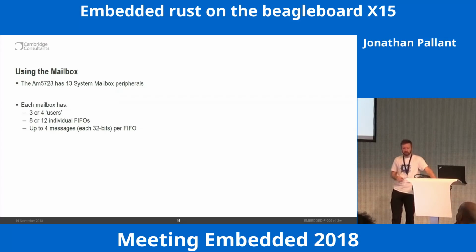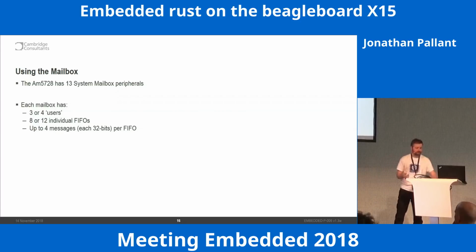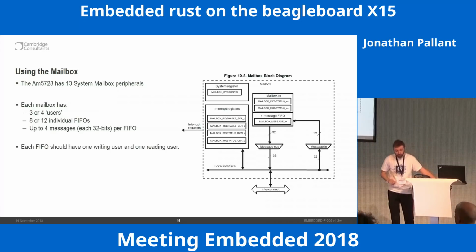There are 13 system mailbox peripherals. It would be nice if they were all the same. One of them's larger than the others. So one of them has 4 users and 12 FIFOs. The rest of them have 3 users and 8 FIFOs for reasons I was not able to work out. They look like this. Their data sheets aren't too bad from a diagram point of view.